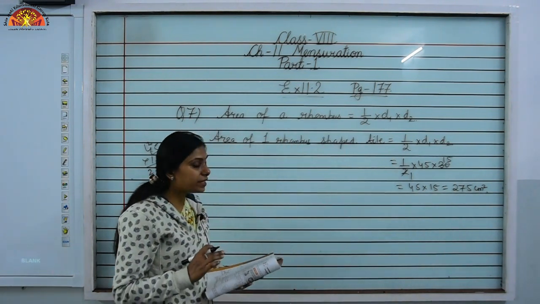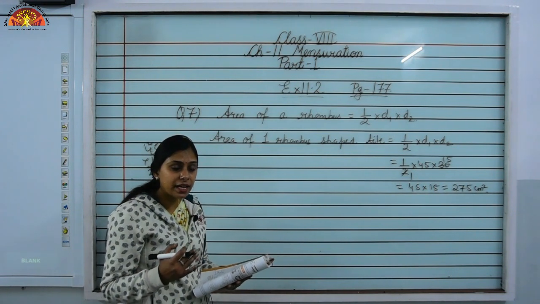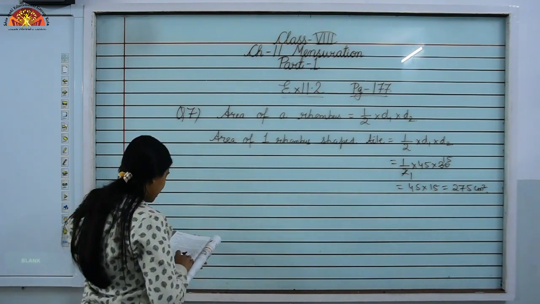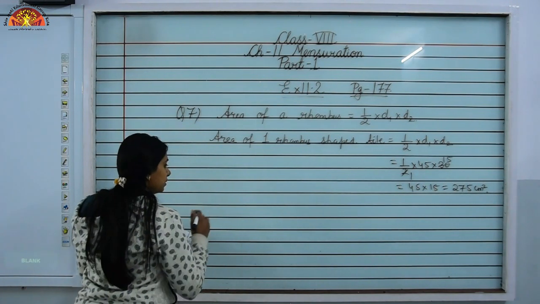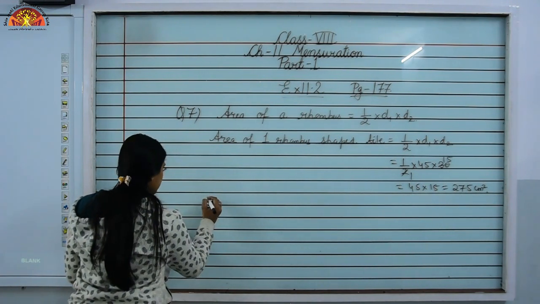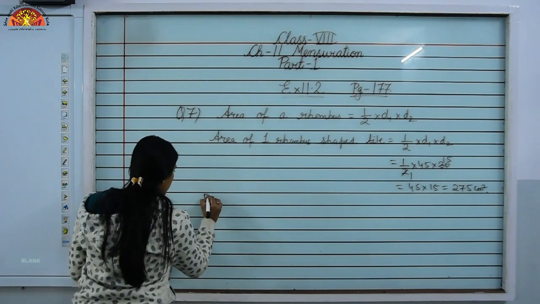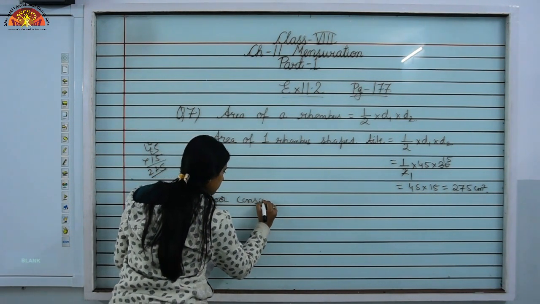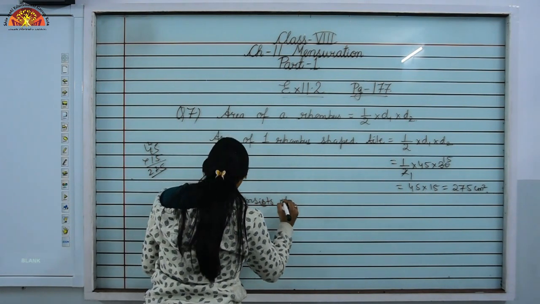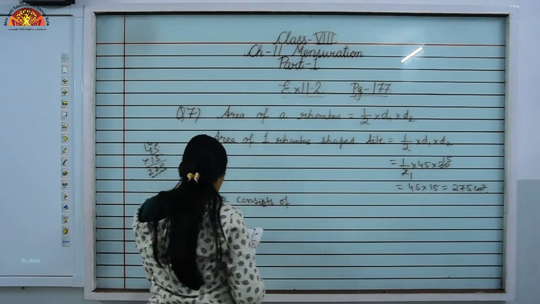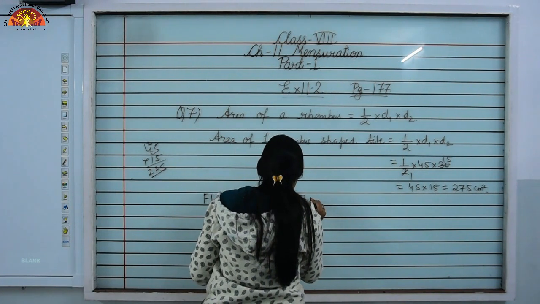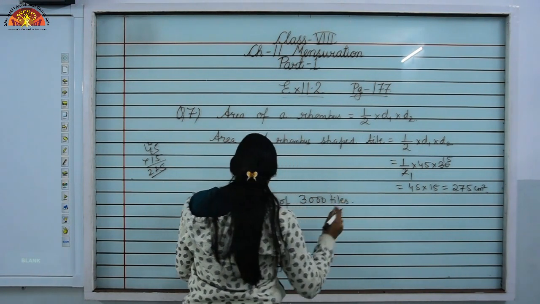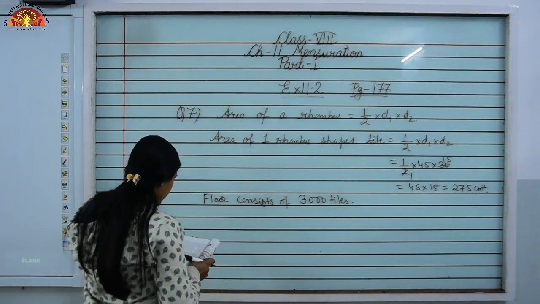Now you have to find the area of a floor. हमें क्या find करना है? You have to find the area of a floor. So you can write it down. Since the floor consists of, how many tiles are there? That is, the floor consists of 3000 tiles.